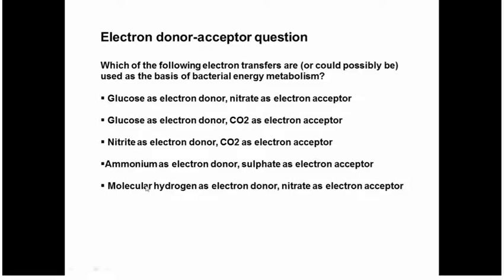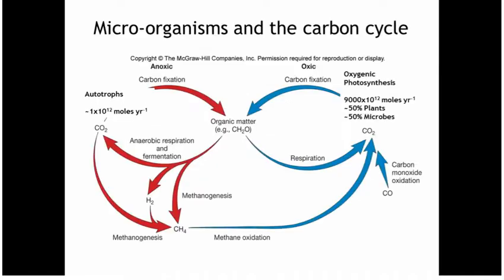And then this one, will this work? Molecular hydrogen as donor, nitrate as the electron acceptor. Who says yes? Yeah, you're right. Really good electron donor, really good electron acceptor. This will work. Good. Okay, so now we've got all the different transformations that can occur.